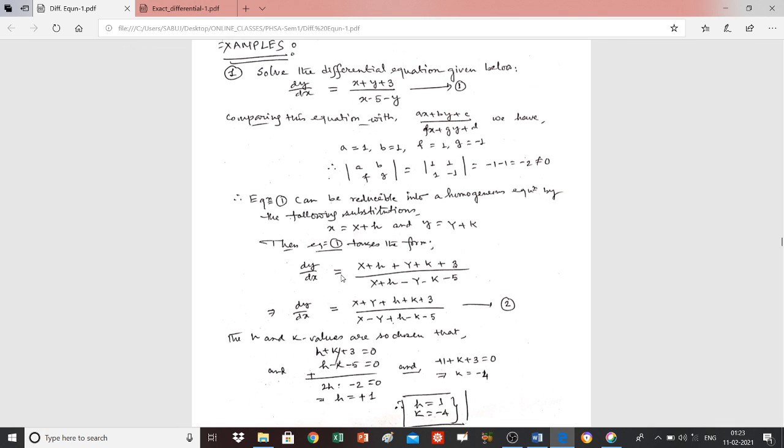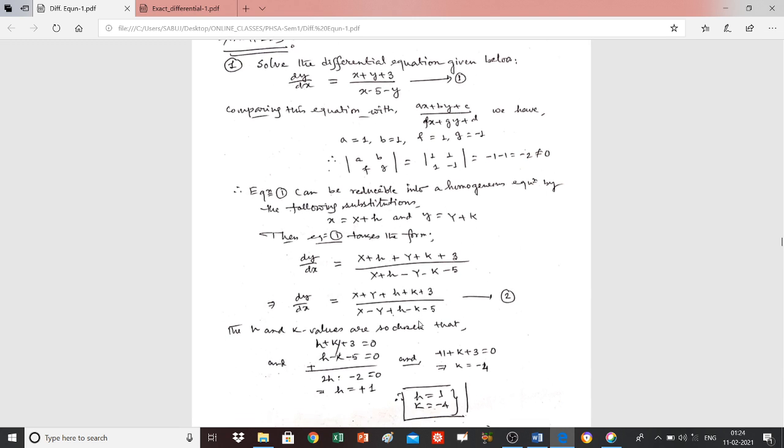So dy by dx is equal to (x plus h plus y plus k plus 3) in the numerator, and in the denominator (x plus h, then minus y, here y minus k, then minus 5). To simplify it: (x plus y, then h plus k plus 3) by (x minus y plus h minus k minus 5). This is equation number 2.